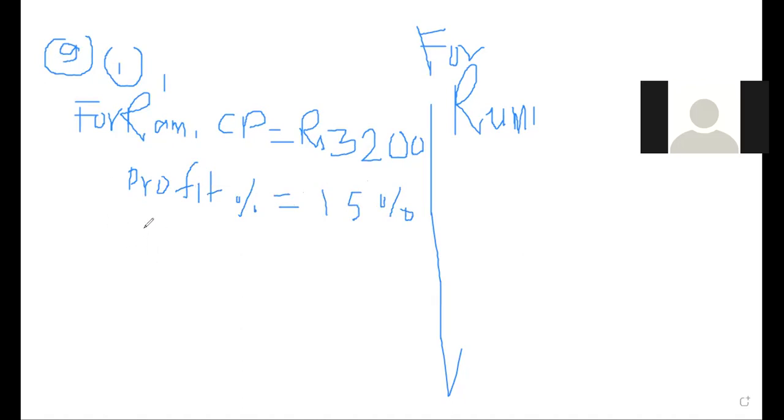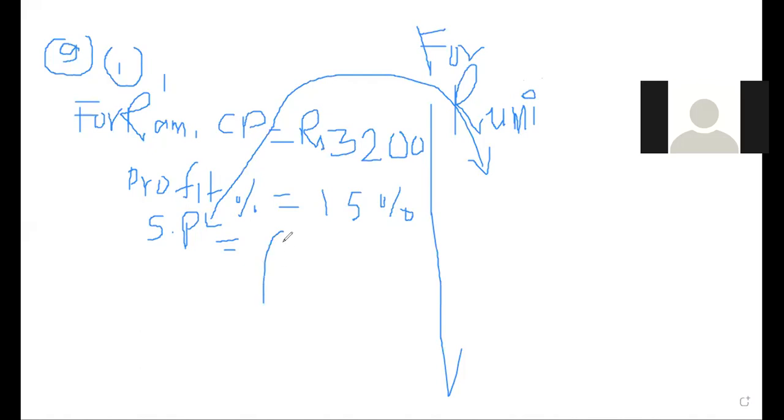Now, children, look here. When you find the CP for Ram, the CP is already given. We have to find the SP here. When you find the SP for Ram, that will be the CP for Rumi, because the selling price of Ram is the cost price of Rumi. Understood, children?